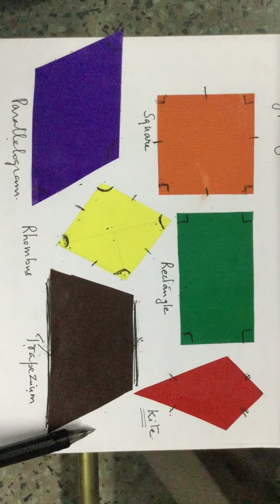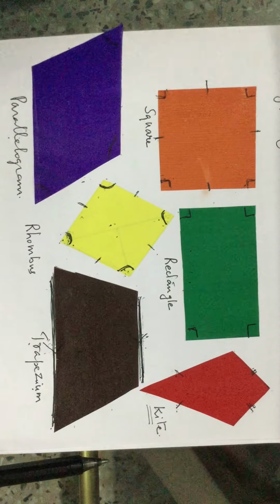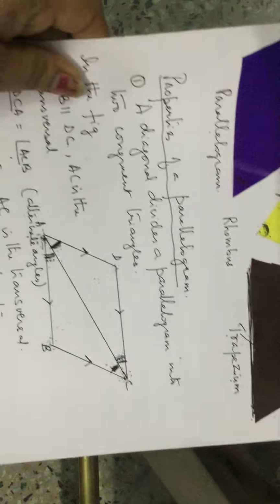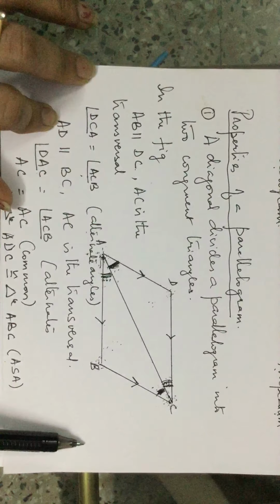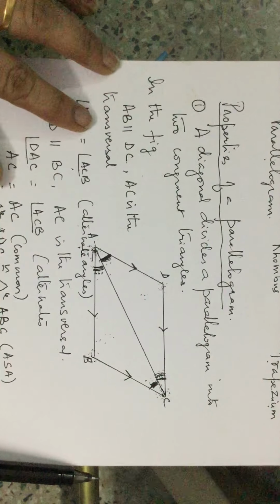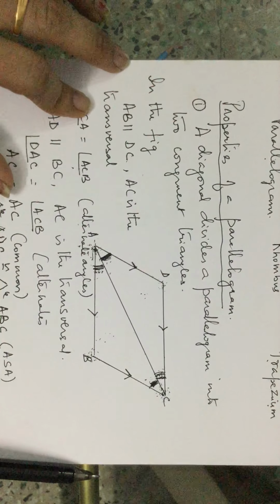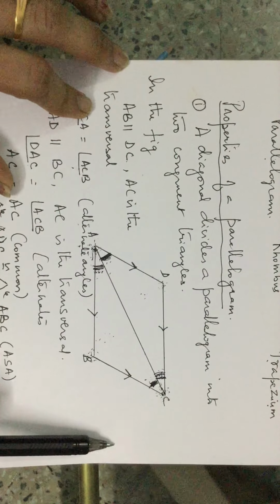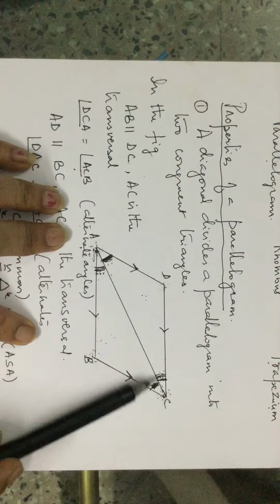Let's go to the properties of a parallelogram. The first property of a parallelogram is that a diagonal divides a parallelogram into two congruent triangles. So I've drawn a diagonal here, and once I draw a diagonal in a parallelogram, I'm getting two triangles, and these two triangles are congruent to each other.